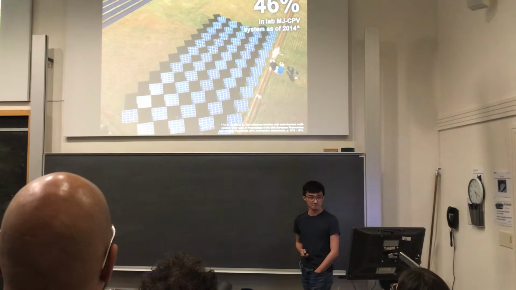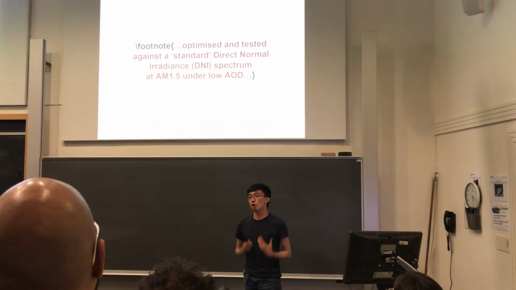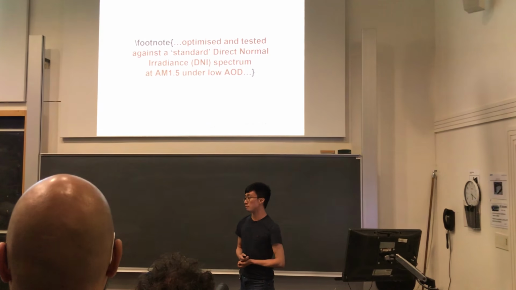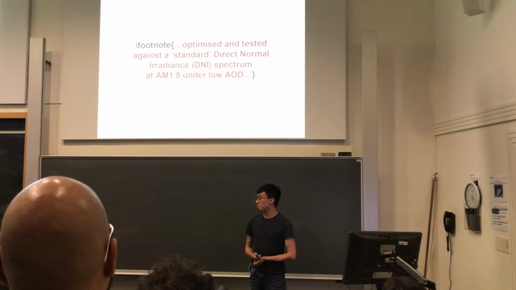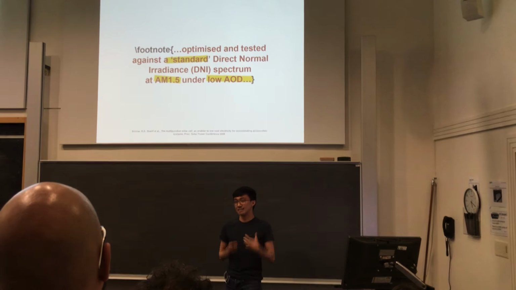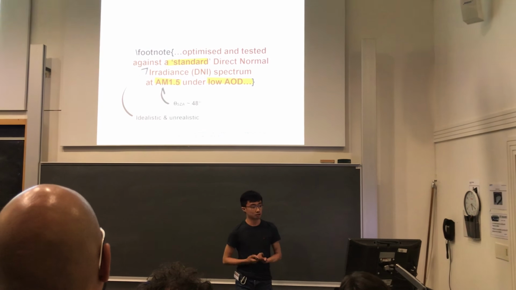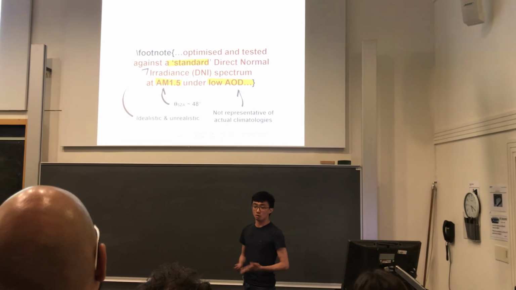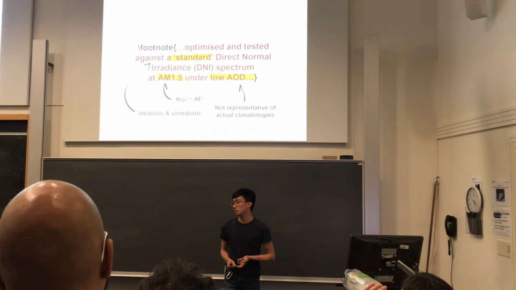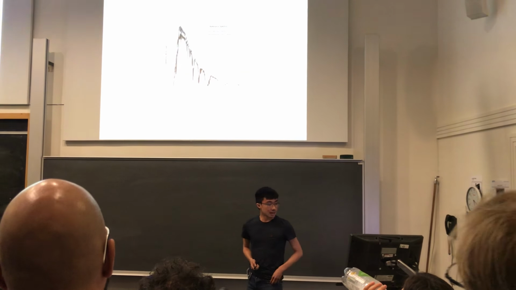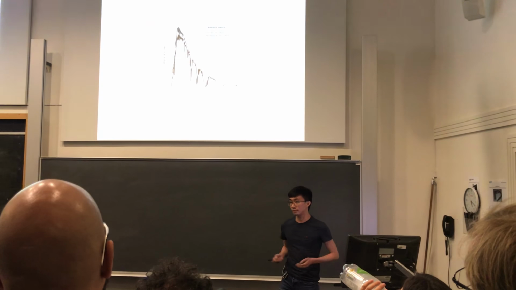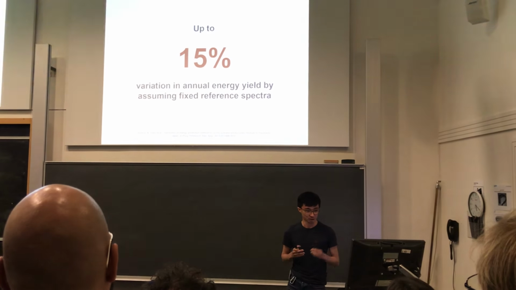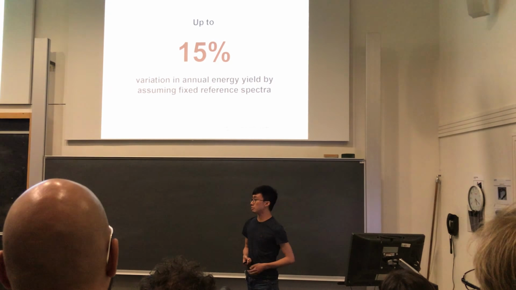However, there's a caveat to this number, and it's the fact that CPVs are typically optimized and tested against a standard DNI spectrum, a direct normal irradiance spectrum, at air mass 1.5 under low aerosol optical depth. Now, what's the problem with this? Well, really, it's three things. First of all, a standard DNI spectrum is highly idealistic. It assumes a fixed zenith angle, and most importantly, assumes low aerosol optical depth, which is not representative of the actual climatologies in which many of these solar panels are being deployed. Now, this is a standard air mass 1.5 spectrum widely used within the photovoltaic community, and it's been shown that if we assume this fixed solar spectrum, there can be up to a 15% variation in simulated energy yield.